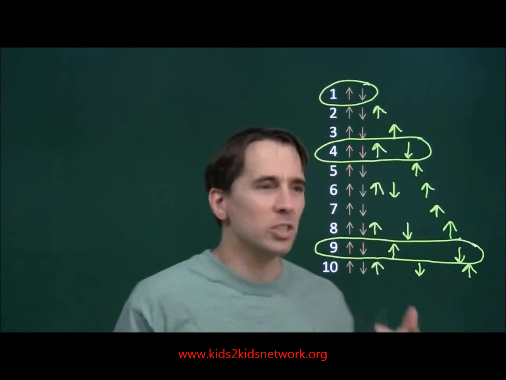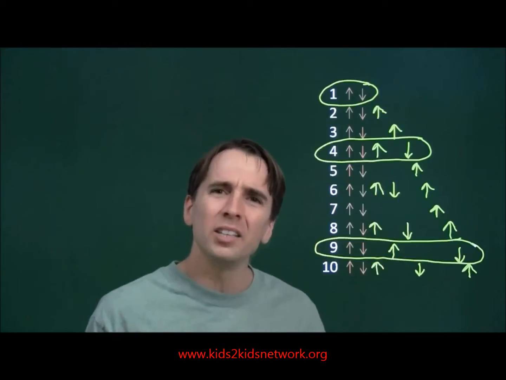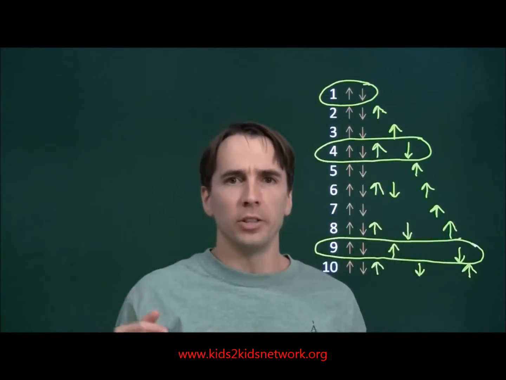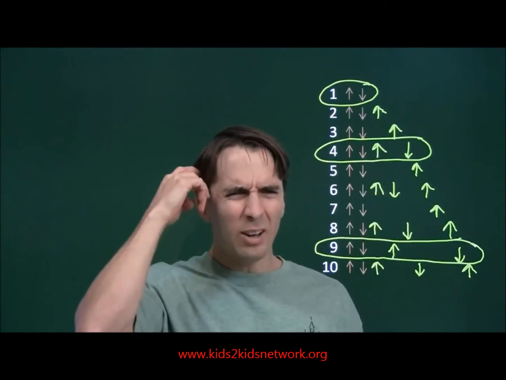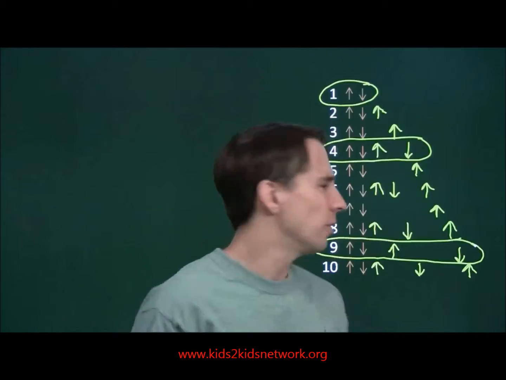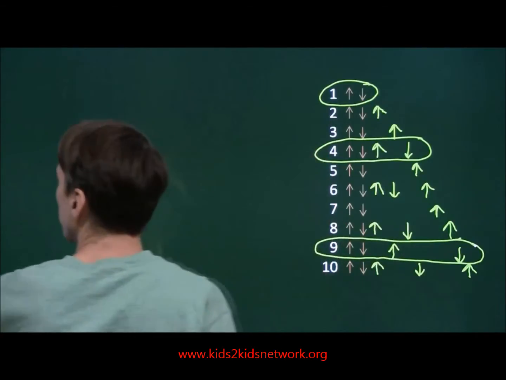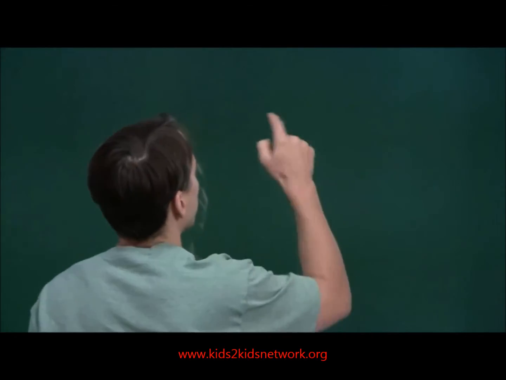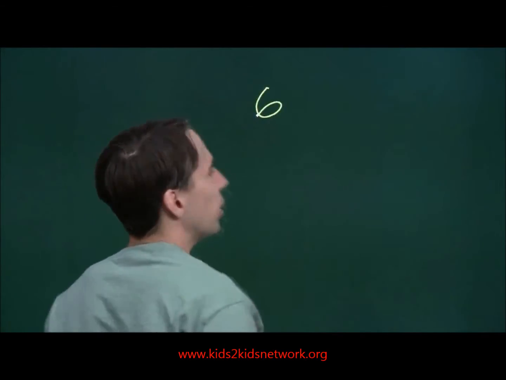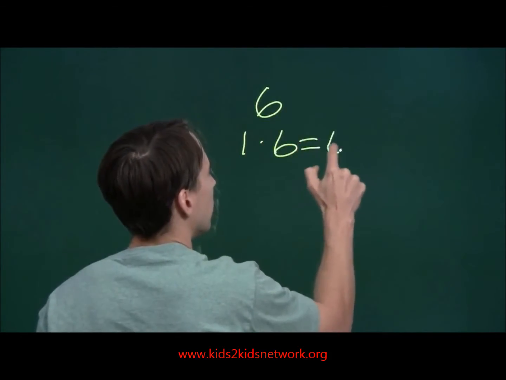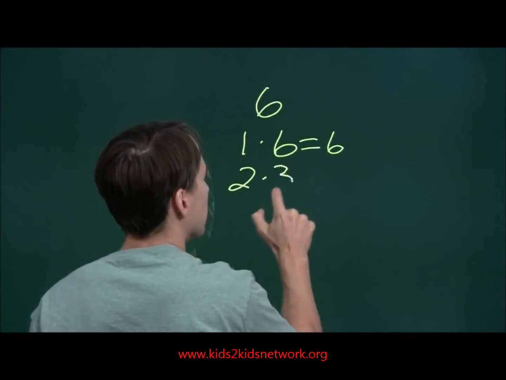So now our question is, why do the squares have an odd number of divisors, and the non-squares have an even number of divisors? How do we count up the divisors or tell if there's an odd or even number of divisors of a number? Well, let's take a look. How do we find divisors of 6? Well, of course, 1 times 6 is 6, and 2 times 3 is 6.